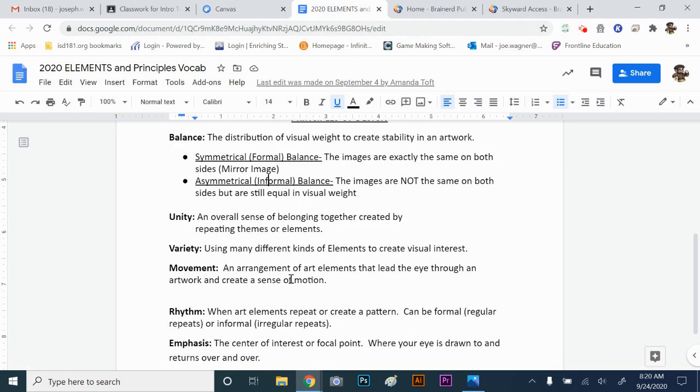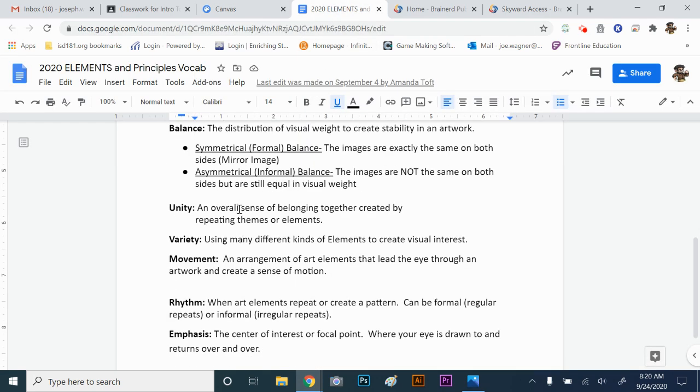Okay. Unity is probably one of the trickier ones. Basically what unity is, it means that the whole artwork, everything kind of feels like it belongs together. And it's usually because there's something repeating or there's like a theme or something like that.